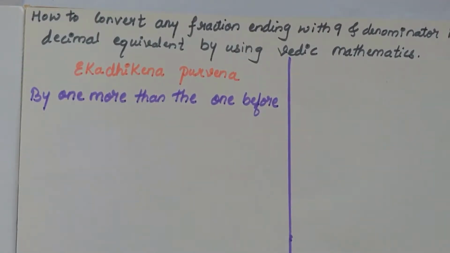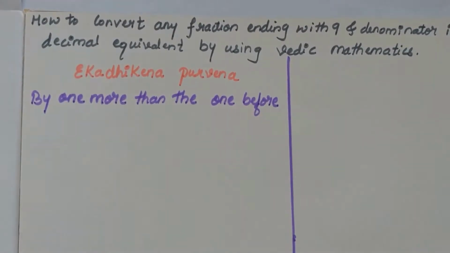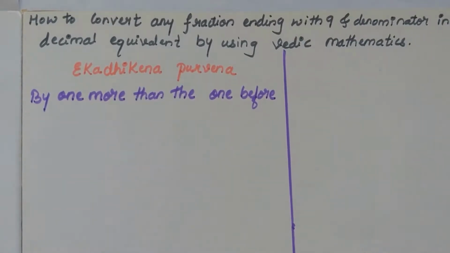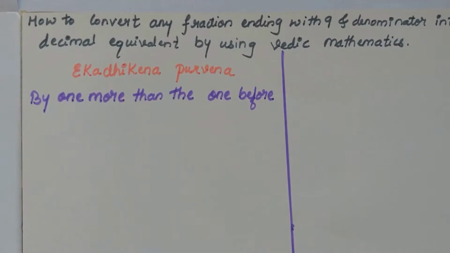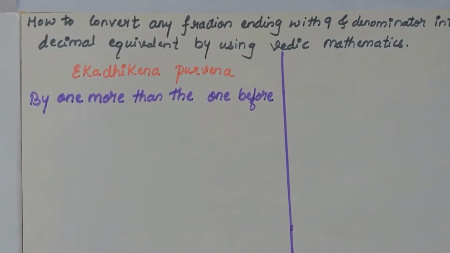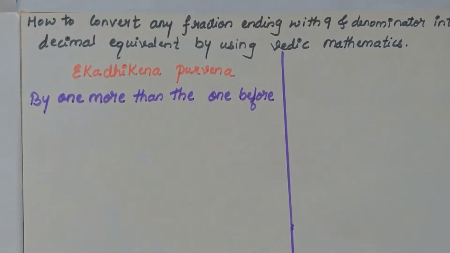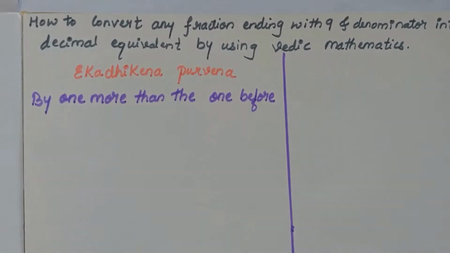Today in this video, we are going to learn how to convert any fraction with 9 ending in the denominator into its decimal equivalent by using Vedic mathematics. In Sanskrit, we call this concept by the name Ekadikena Purvena. Vedic mathematics helps us to shorten the complex fraction process into a simpler way.